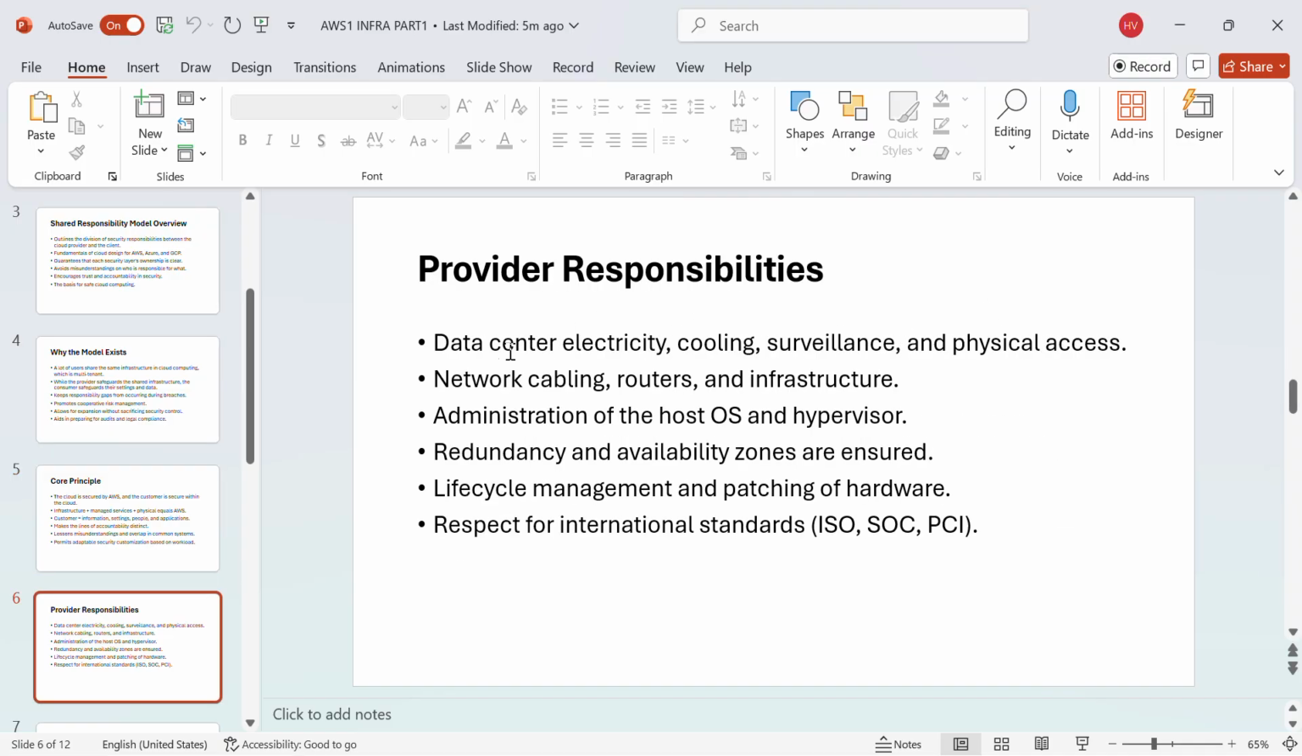Provider responsibilities. Data center electricity, cooling, surveillance, and physical access. Network cabling, routers, and infrastructure. Administration of the host OS and hypervisor. Redundancy and availability zones are ensured. Life cycle management and patching of hardware. Respect for international standards: ISO, SOC, and PCI.